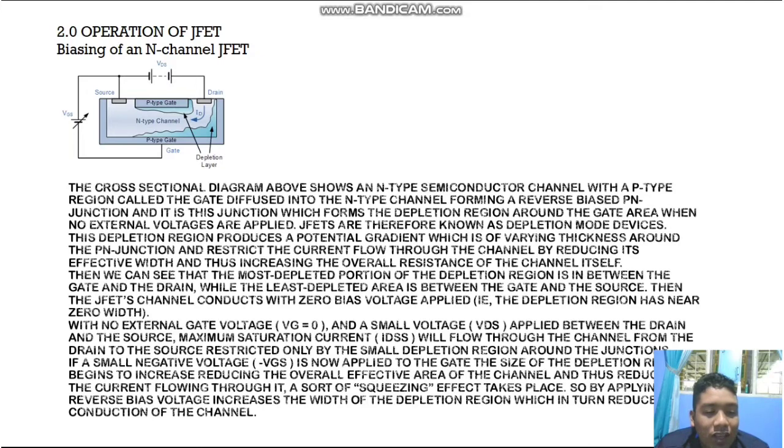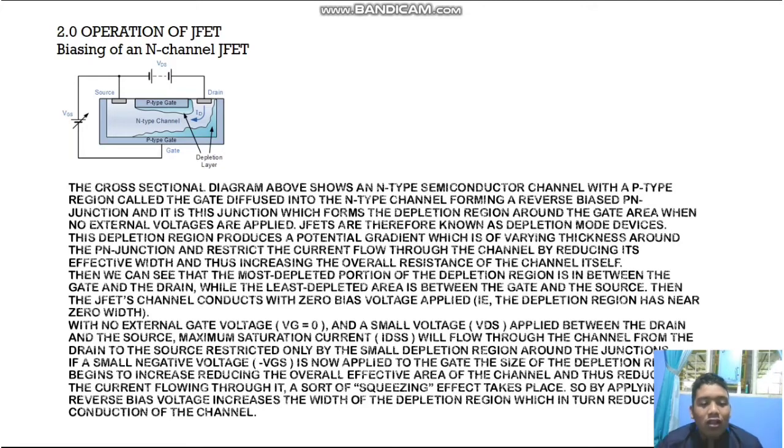Then the JFET channel conducts with zero bias voltage applied, i.e. the depletion region has near zero width, with no external voltage, or Vg equal to 0, and a small voltage Vds applied between the drain and the source. Maximum saturation current IDSS will flow through the channel from the drain to the source, resisted only by the small depletion region around the junctions.